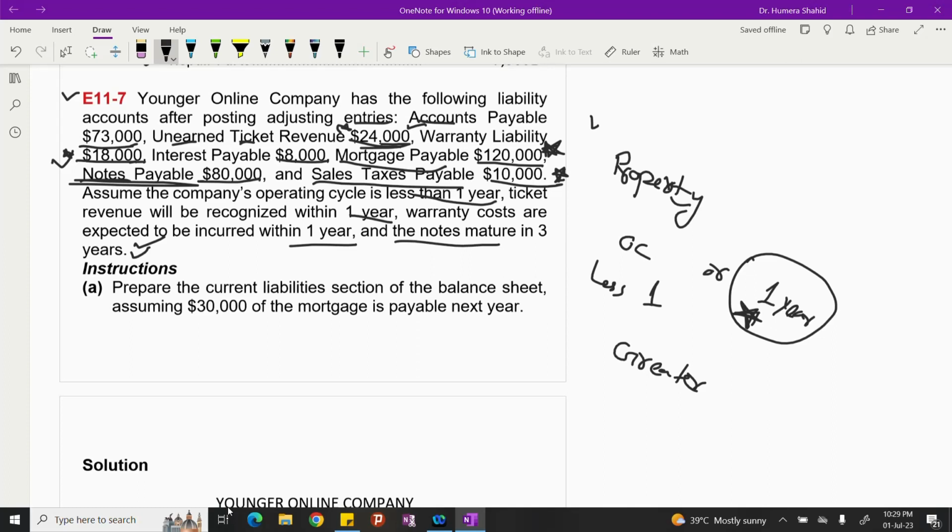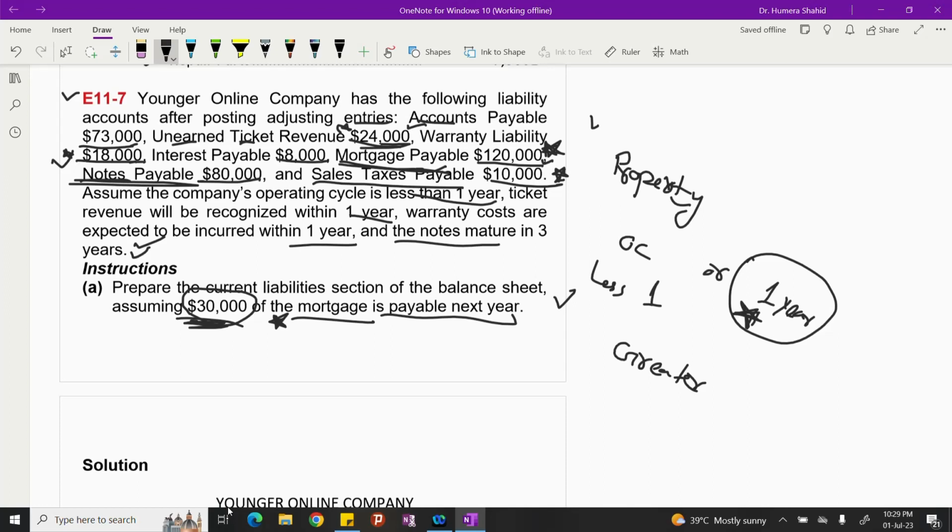What we are supposed to do: prepare the current liability section of the balance sheet, assuming $30,000 of mortgage is payable next year. Where is the mortgage? This mortgage is a long-term loan, but out of 120,000, 30,000 is due in a year. So this 30,000 is current maturity of long-term debt. Remember this definition, this topic which we took in the chapter. So this 30,000 out of 120,000 will be mentioned in the current liability section.